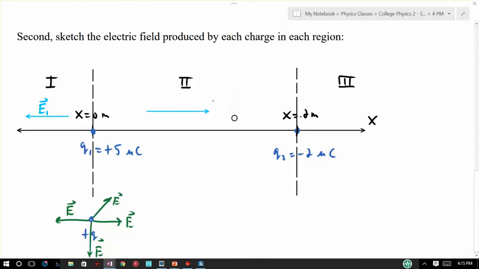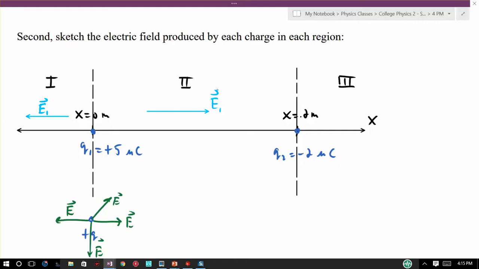So once again, these vectors aren't to scale. I don't care about the length of the vectors. All I care about is the direction. So E1 is like that in region 2, the field from charge 1 in region 2, and the same thing in region 3.